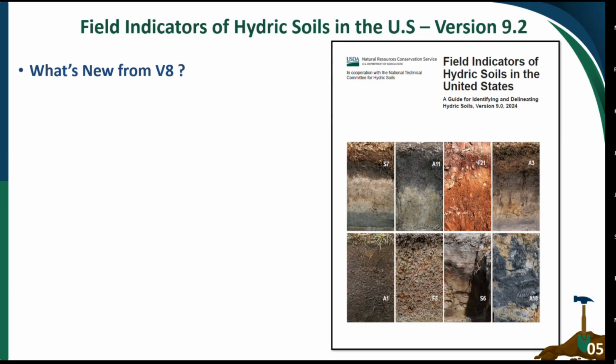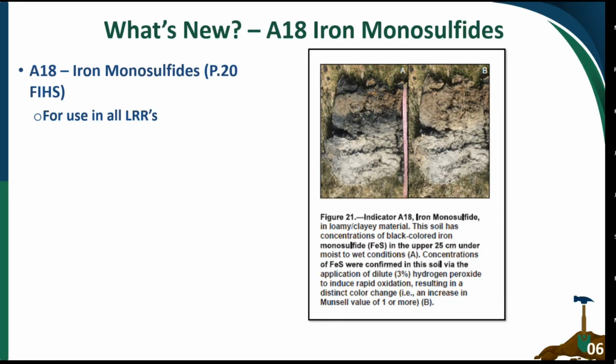Okay, so what's new in version 9 or 9.2 from version 8? So there's a new indicator, A18 iron monosulfides. Notice that the indicator is for use in all land resource regions, so the entire country.